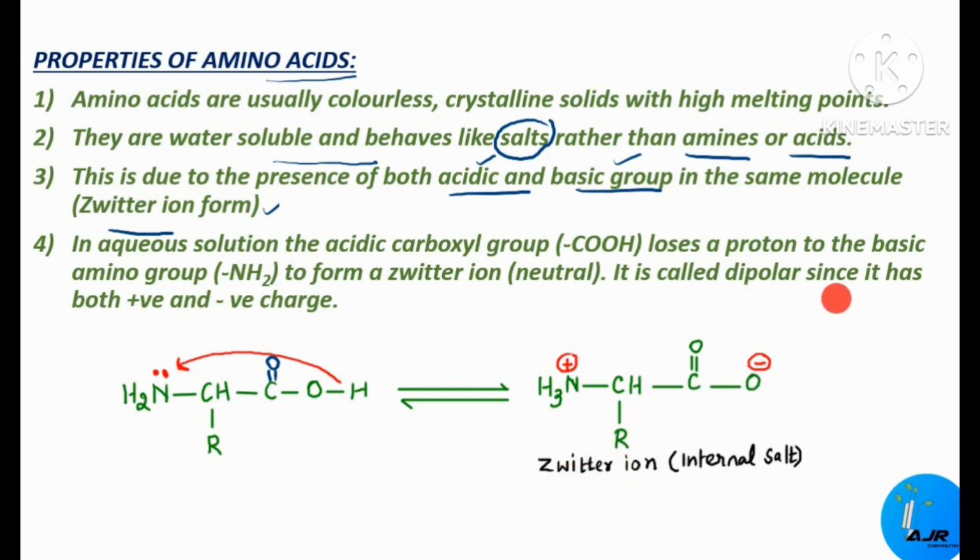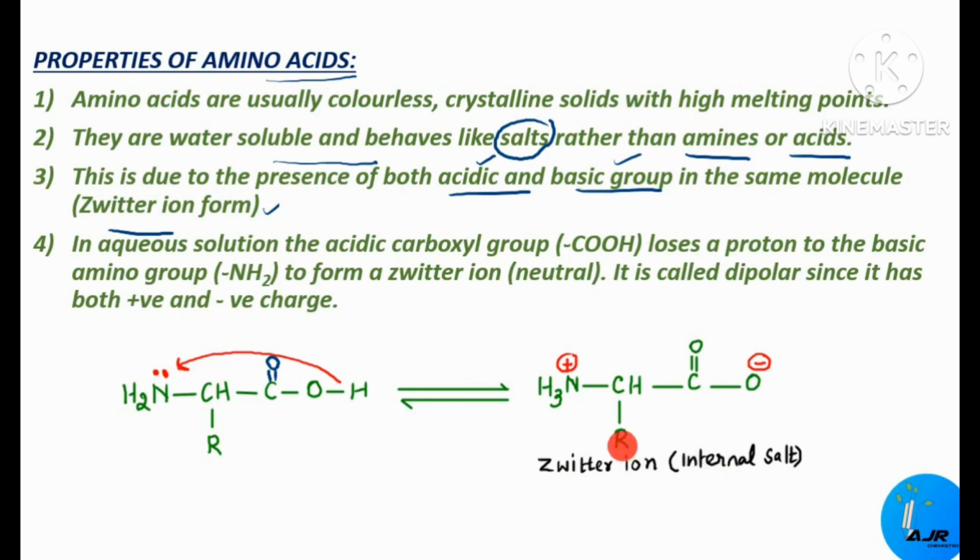It is called dipolar since it has both positive and negative charge. Since a proton is moving from the carboxyl group to the NH2 group, this becomes positive, and since it is losing a proton, this becomes negative. It is a neutral compound now and it is called dipolar. The other name for this is Zwitter ion or internal salt.